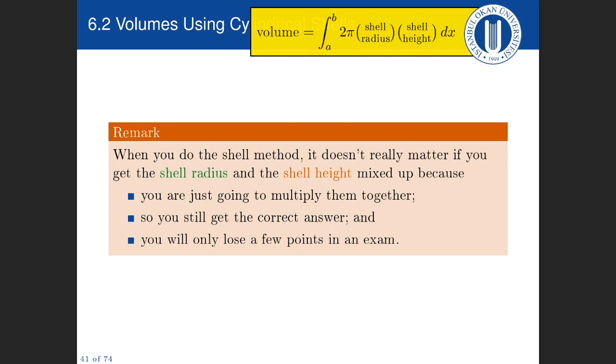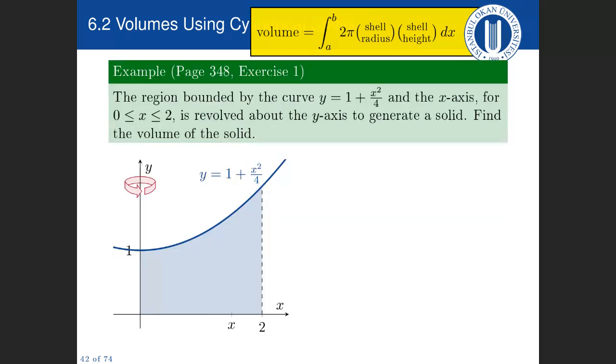But let's do another example of this shell method. This is exercise 1 on page 348 of your textbook. The region bounded by the curve y equals 1 plus x squared over 4, and the x-axis for x between 0 and 2 is revolved about the y-axis to generate a solid. Find the volume of the solid.